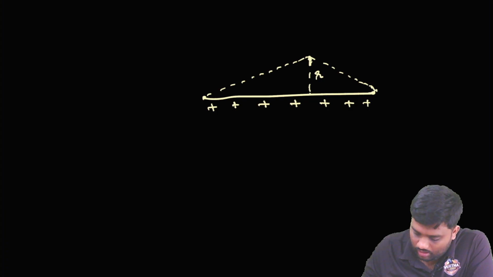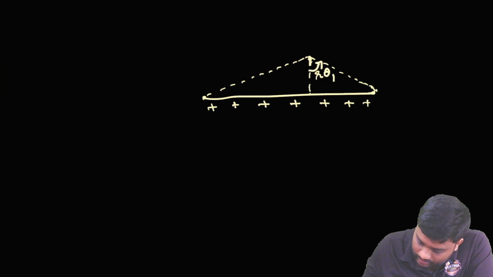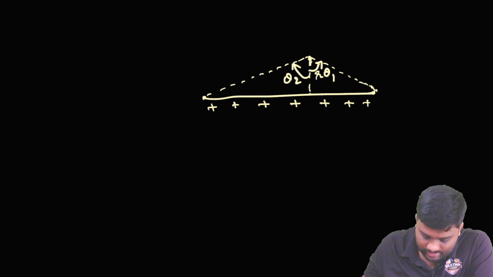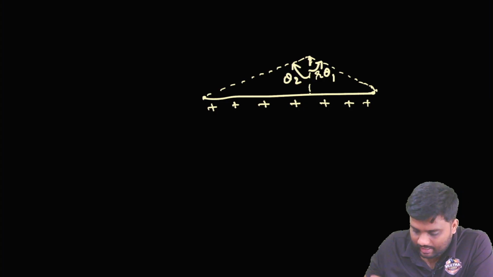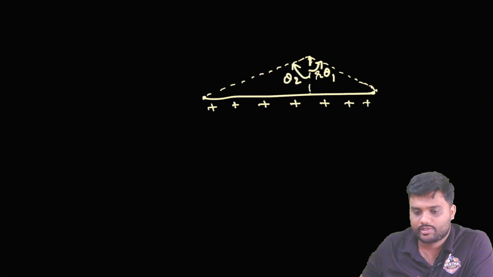Now take the angle from this perpendicular distance. This is angle theta 1 and this is angle theta 2. The angle always has to be measured in the opposite direction.